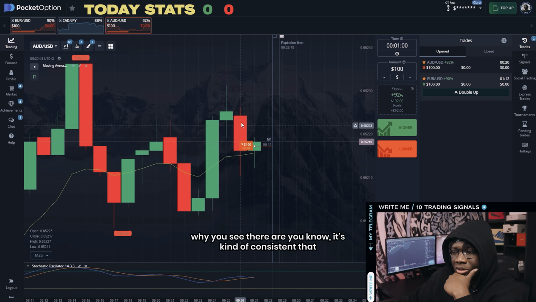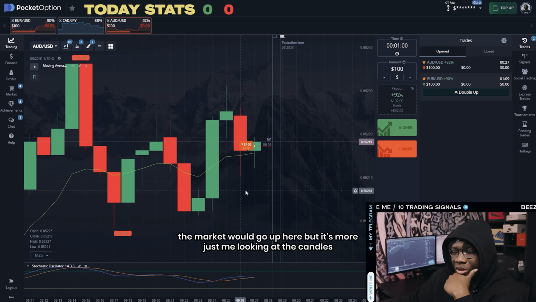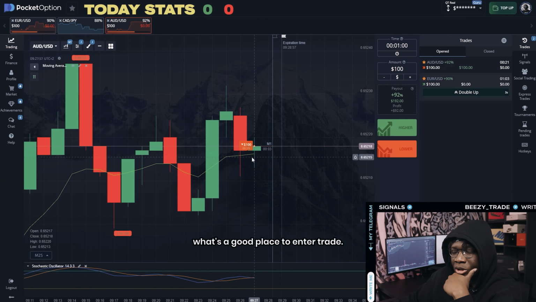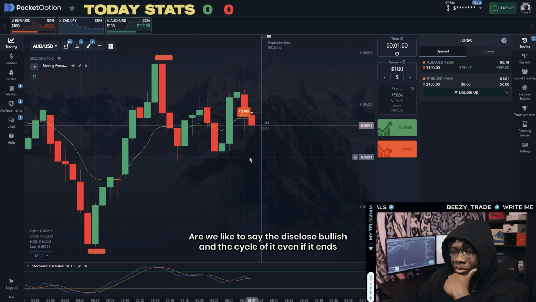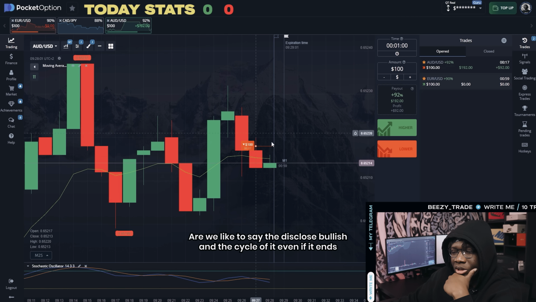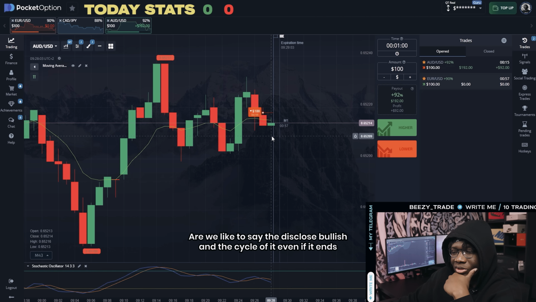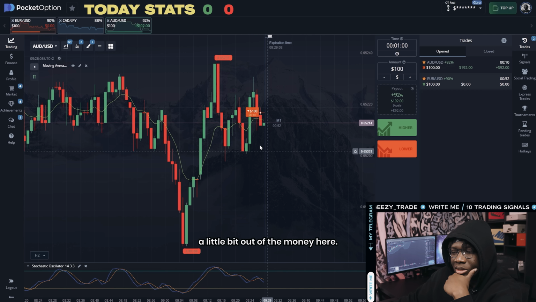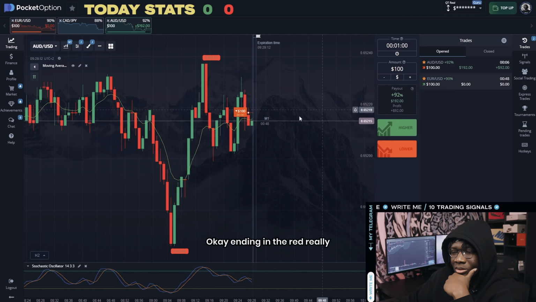Despite you see there are, it's kind of consistent that the market would go up here. But this is more just me looking at the candles and seeing what's a good place to enter a trade. I really like the fact that this candle was bullish, and the fact that even if it ends a little bit out of the money here. Okay, ending in the red really helps.